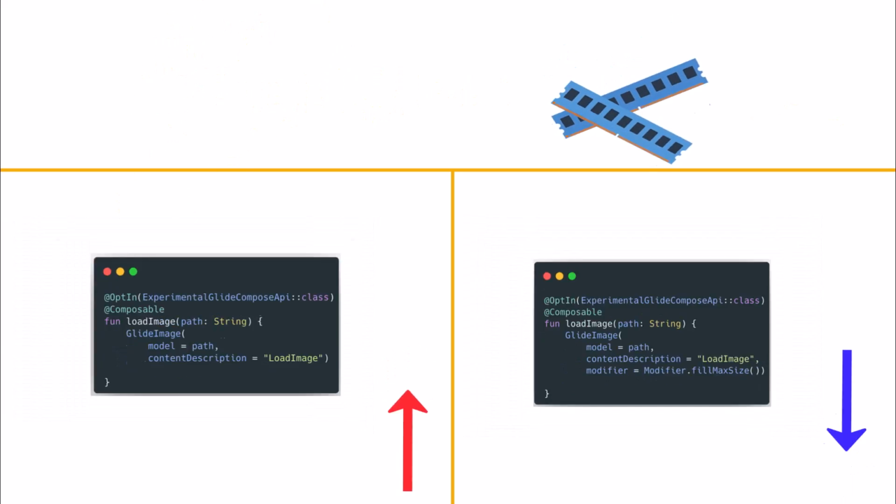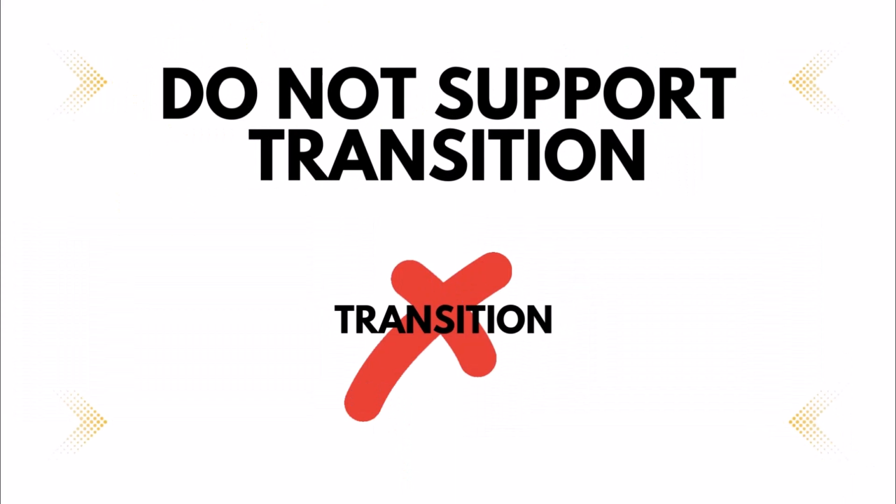Glide's Compose API does not explicitly support Glide's transition class. Similarly, while Glide's placeholder, error, and fallback request options work and can be provided via Glide image's request builder transform, Glide does not currently support custom composable functions for each of those states.